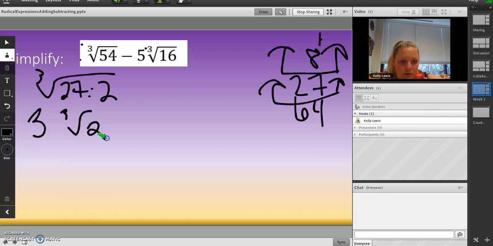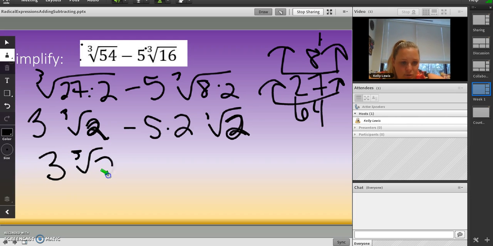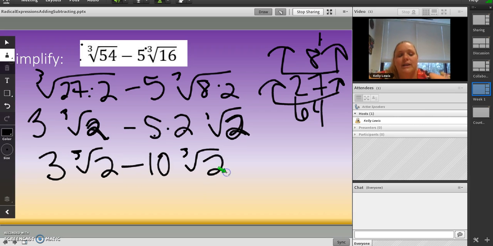Cubed root of 2, minus 5 times the cubed root of 16, which is 8 times 2. Cubed root of 8 is 2, because it's 2 times 2 times 2. That's 3 times cubed root of 2. And we're happy because we have a cubed root of 2 here, and we have a cubed root of 2 here. 3 cubed root of 2 minus 5 times 2 is 10 cubed root of 2. So we're saying, hey, we've got 3 of these guys. We're going to take away 10 of those guys. So we really owe 7 of those guys.